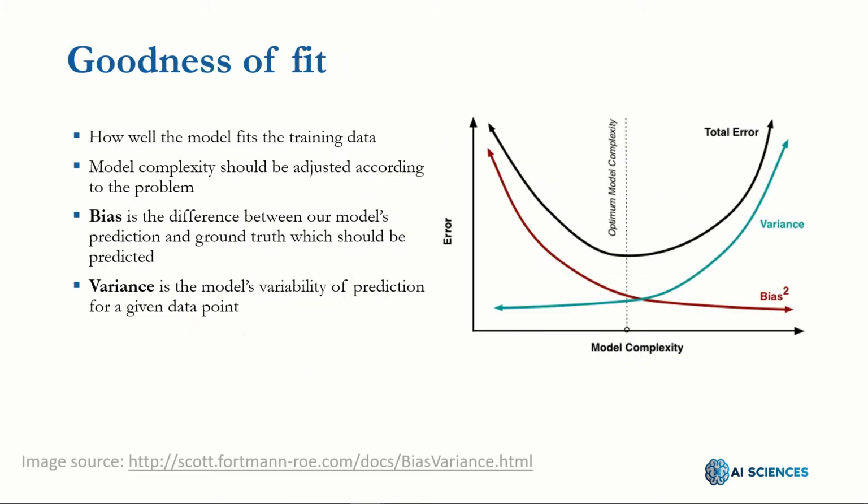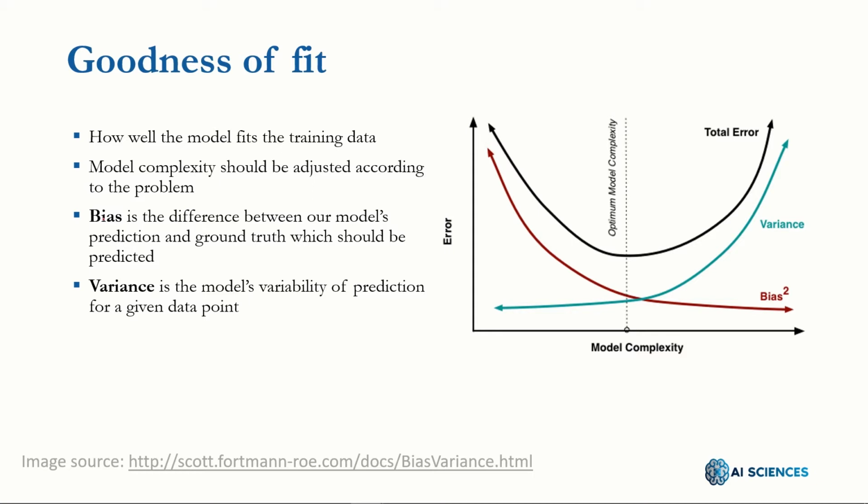Let's move forward and understand what goodness of fit is. Goodness of fit is how well a model fits the given training data, but it doesn't mean it fits so well that it cannot perform well on unseen new data. We need model complexity according to the nature of the problem. There are two basic concepts in machine learning. After that, we'll be able to understand what a good fit is.